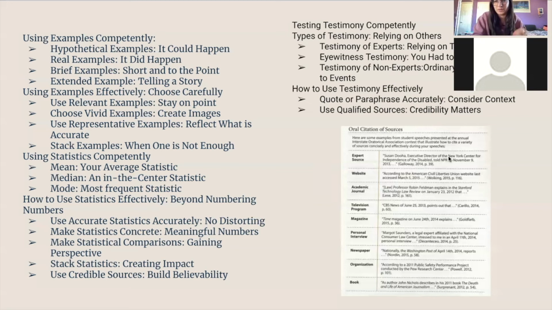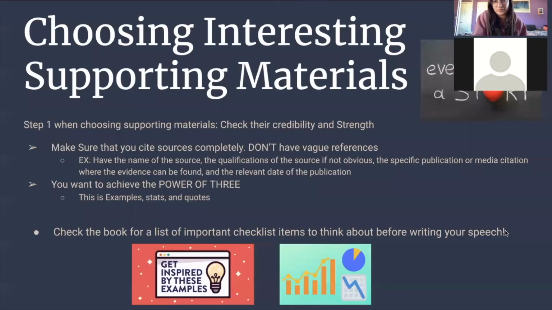This little chart is the one that was in our textbook. It talks about how to create an oral citation of sources. For an expert source, if you're talking about a website, an academic journal, or a television program, just tailor how you're talking to where your source is from.